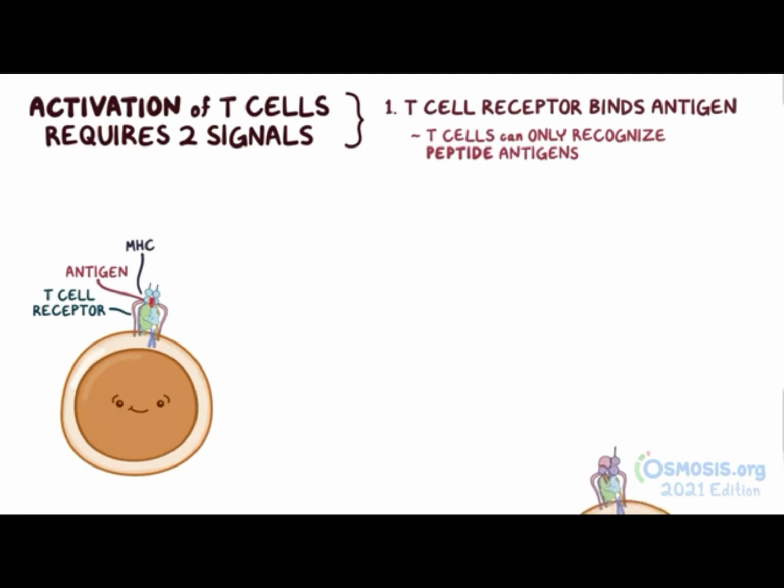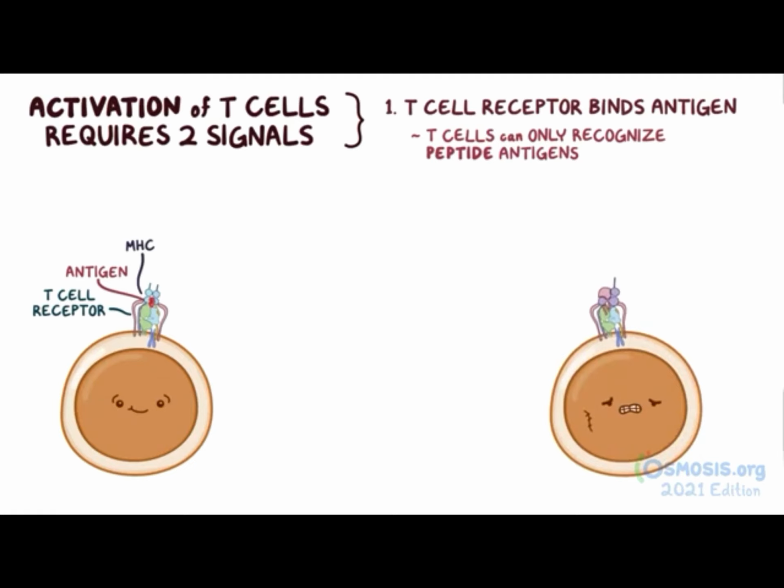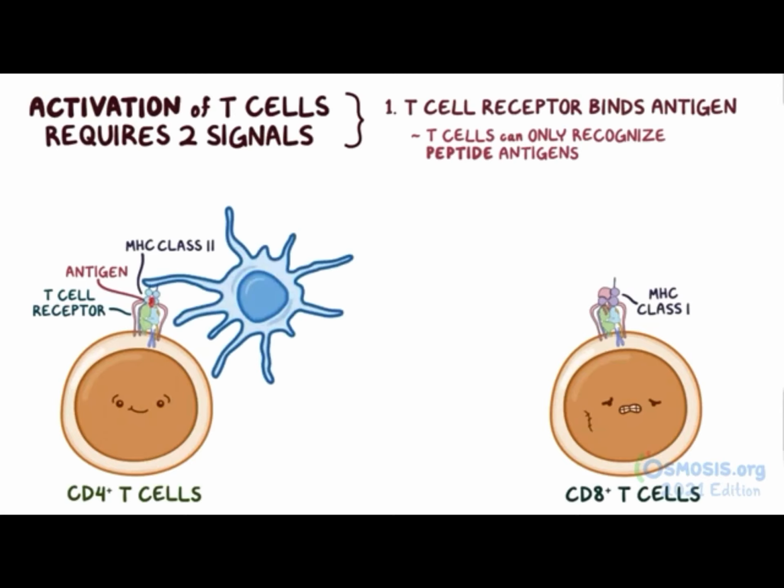There are two types of MHC molecules that work with the two types of T cells. MHC class I molecules present antigen to CD8 positive T cells, and MHC class II molecules present antigen to CD4 positive T cells. MHC class II molecules are found on the surface of an antigen presenting cell, like a macrophage or dendritic cells, while MHC class I molecules are found on all nucleated cells throughout the body.